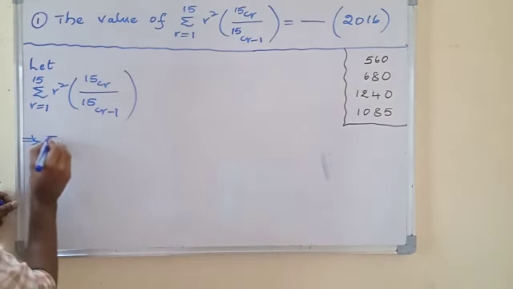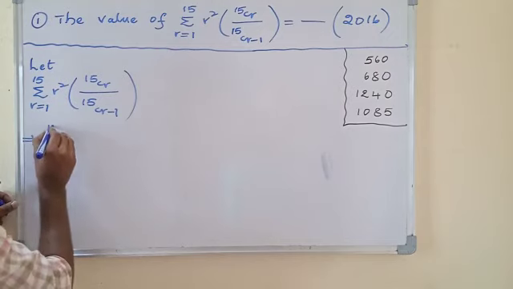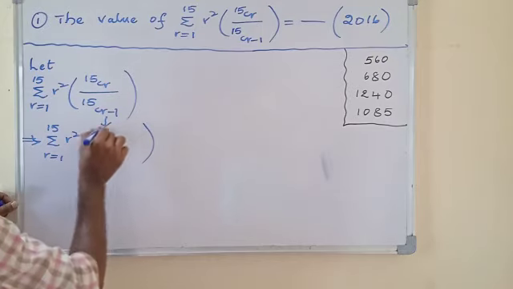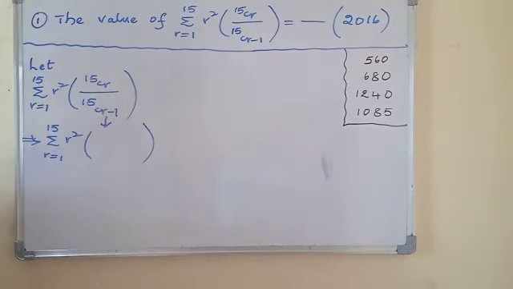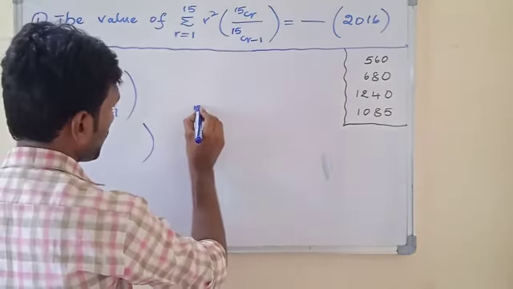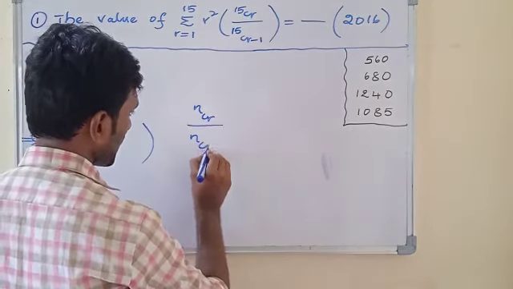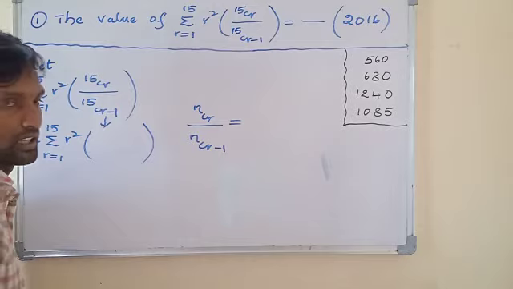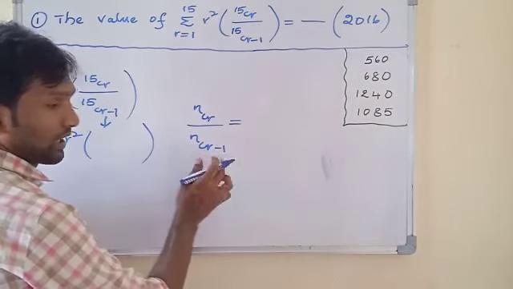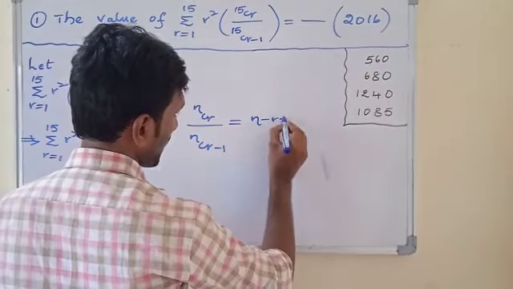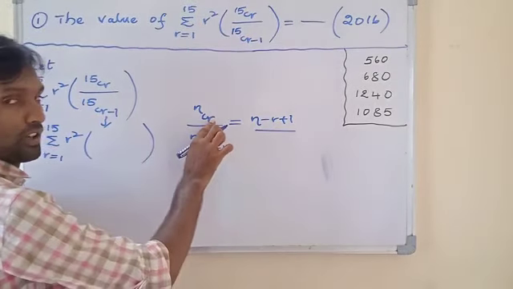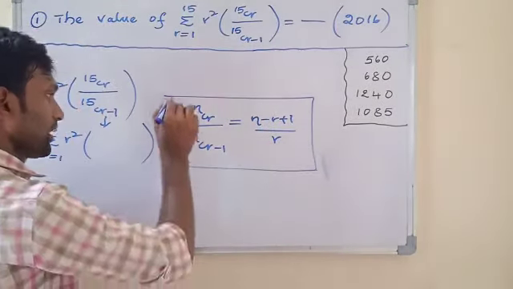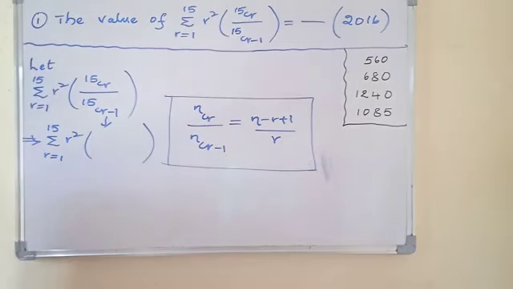That implies sigma r equals 1 to 15, r square into. Now write the formula of this bracket. The given bracket is in the form of nCr divided by nC(r minus 1). What is the standard result of nCr by nC(r minus 1)? Subtracting the values of n and r minus 1, that means (n minus r plus 1) by r. So this is the standard result of nCr divided by nC(r minus 1).